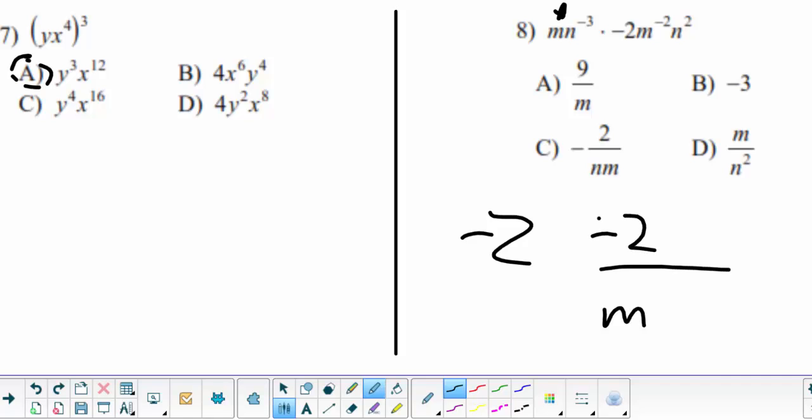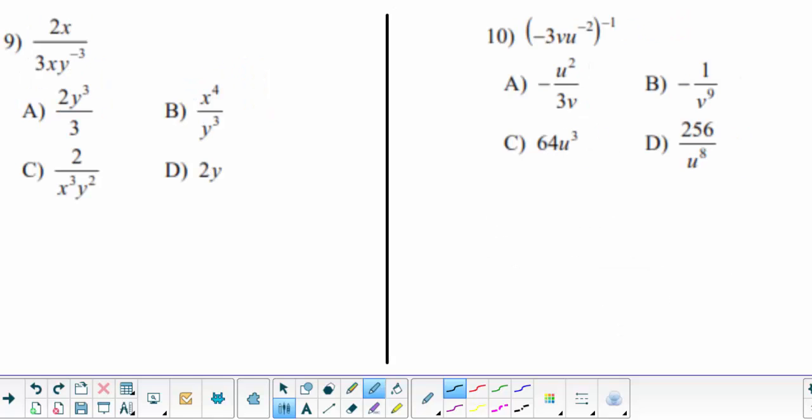All right. And now we have what? n's. Negative 3 plus 2 is what? Negative 1. So that means our n goes where? Down here. Very good. So it'd be negative 2 over m times n. So C.